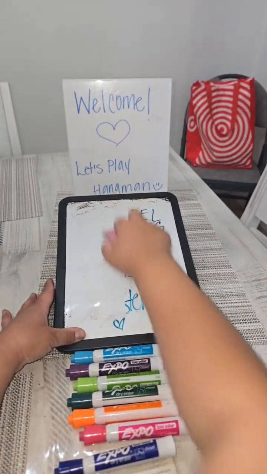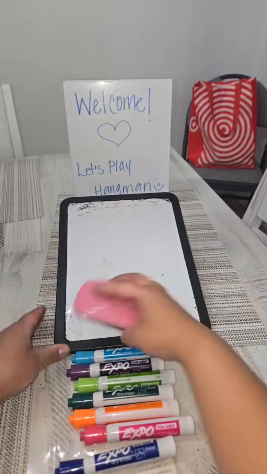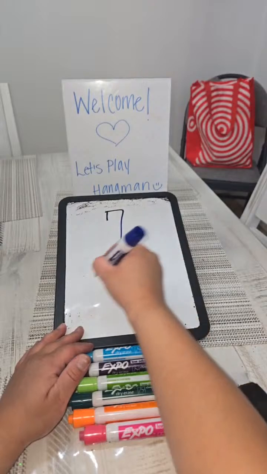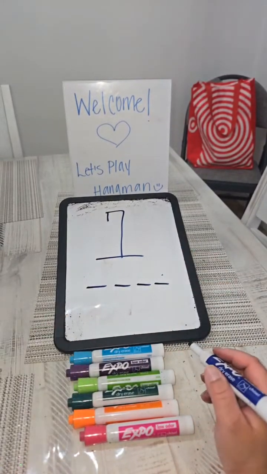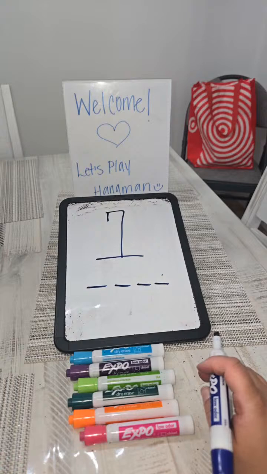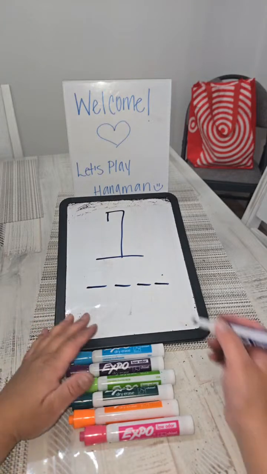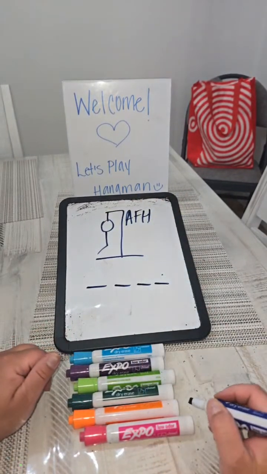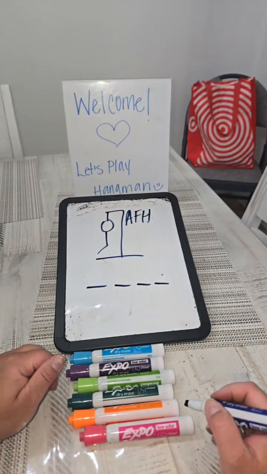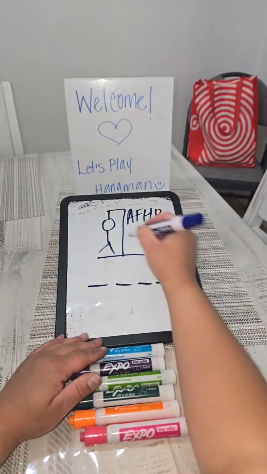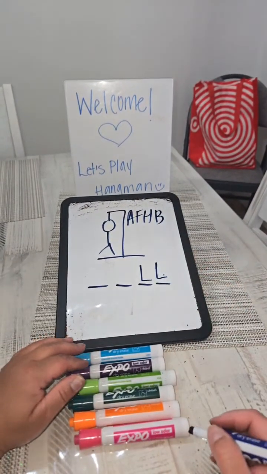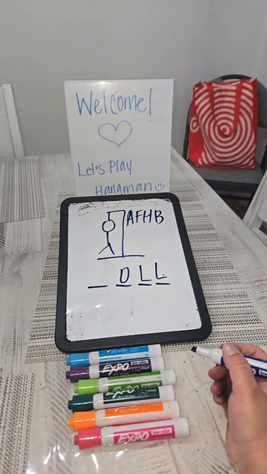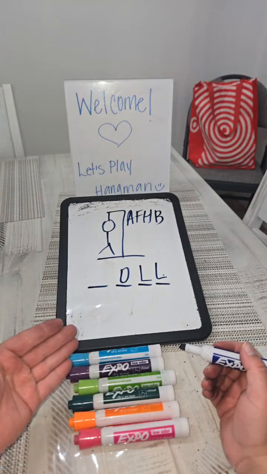The next one is four letters. Cuatro letras. And begin. A-F-H. B, L, B, L, O. Okay, I'm looking for the word. What is it? What do you guys think I'm trying to spell?